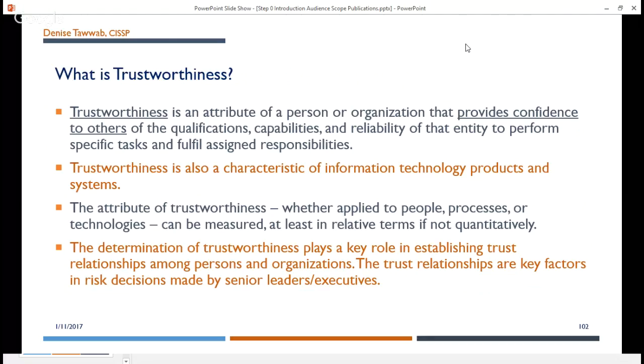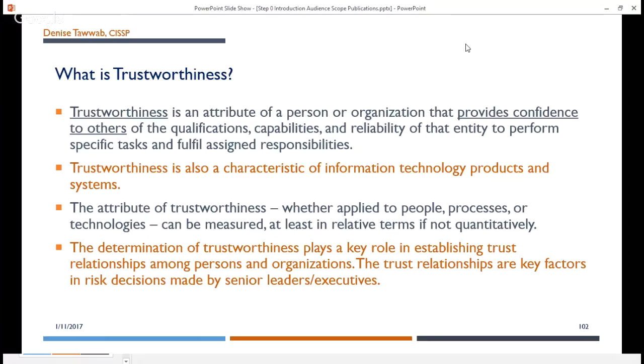So, what is trustworthiness? Trustworthiness is an attribute of a person or organization that provides confidence to others of the qualifications, capabilities, and reliability of that entity to perform specific tasks and fulfill assigned responsibilities. Again, trustworthiness is an attribute of a person or organization that provides confidence to others of the qualifications, capabilities, and reliability of that entity to perform specific tasks and fulfill assigned responsibilities.